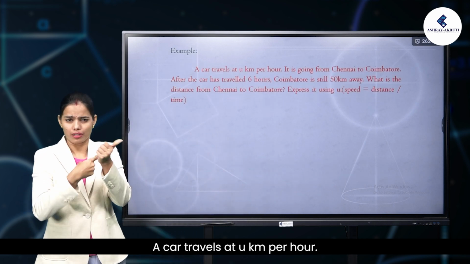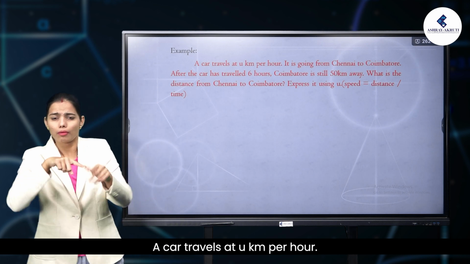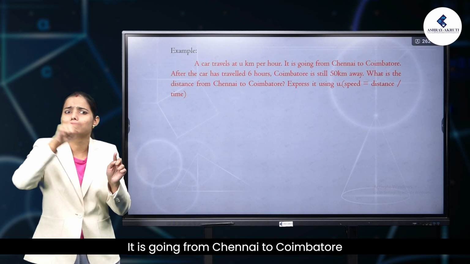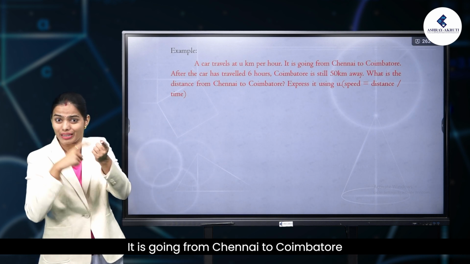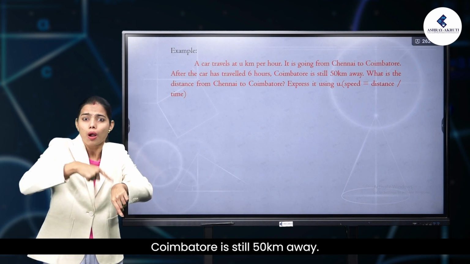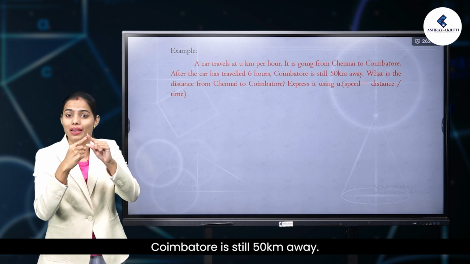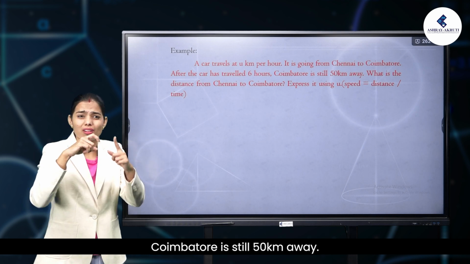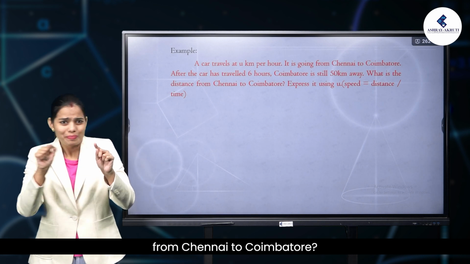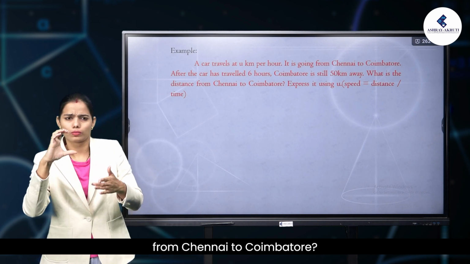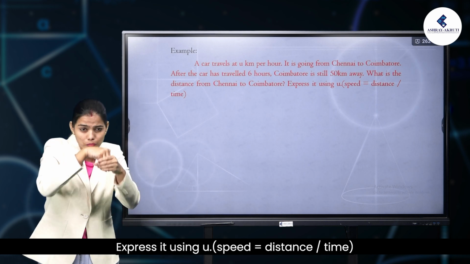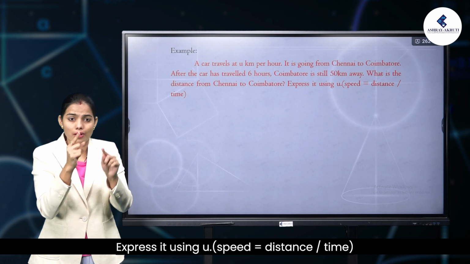Example: a car travels at u km per hour. It is going from Chennai to Coimbatore. After the car has travelled 6 hours, Coimbatore is still 50 km away. What is the distance from Chennai to Coimbatore? Express it using u. Speed is equal to distance by time.